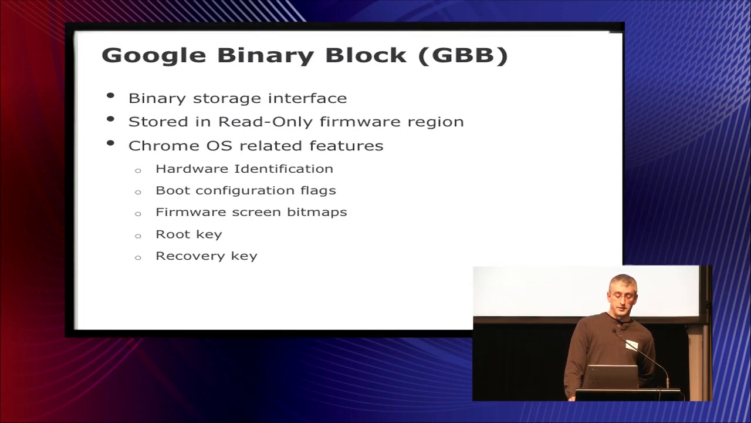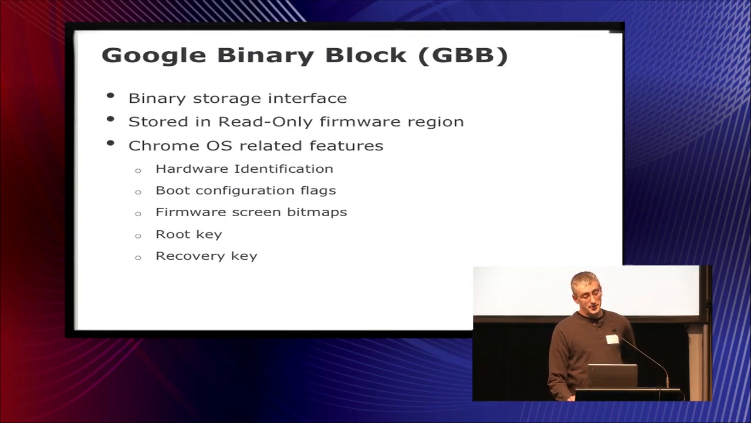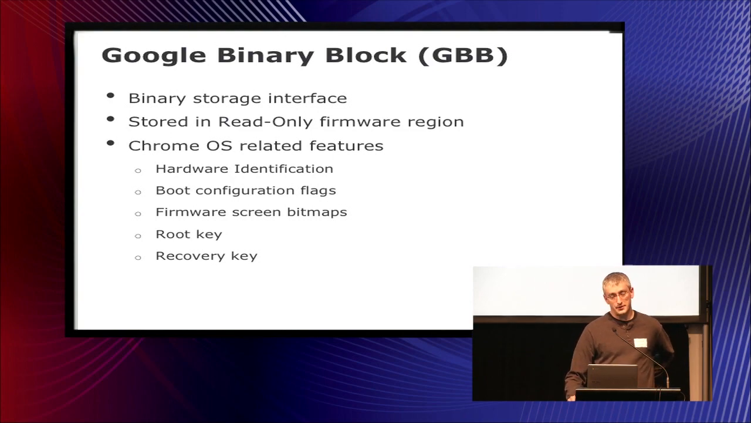Okay, so this I had mentioned before but didn't give any detail, the Google binary block. We had a variety of things that we needed to store in the firmware for the system that we just needed a very simple way to describe. So this is all stuff that needs to be in the read-only firmware. It contains things like the hardware ID for the device, which I'll talk about in more detail, flags that can affect the boot of the device, the bitmaps that show up on the screens for the different firmware schemes, and the actual root keys and recovery keys that are used in the system. So this is where the actual root of trust is stored.